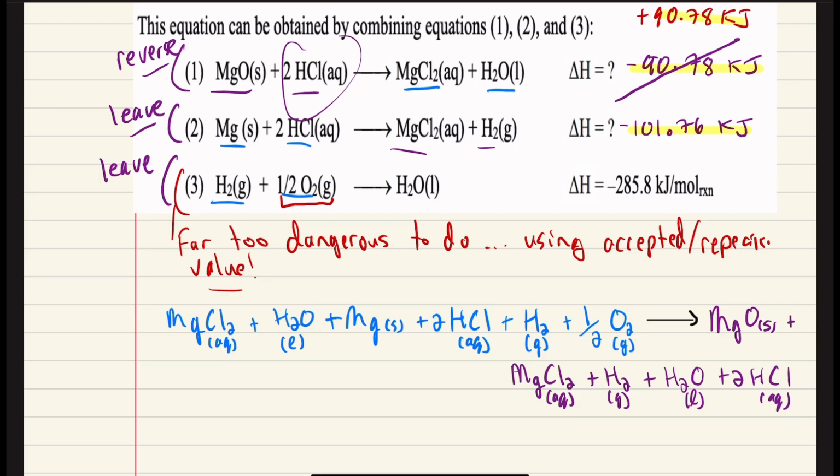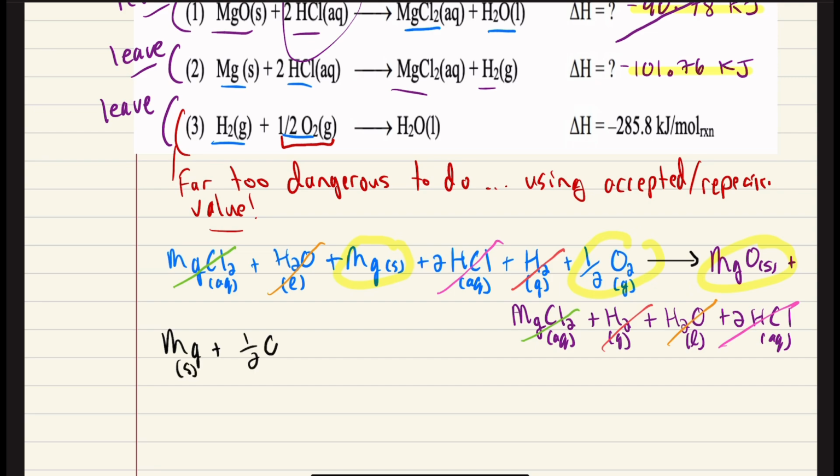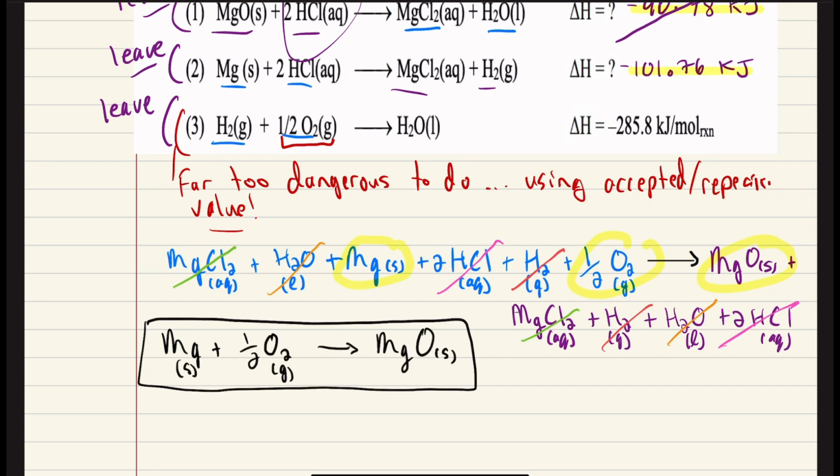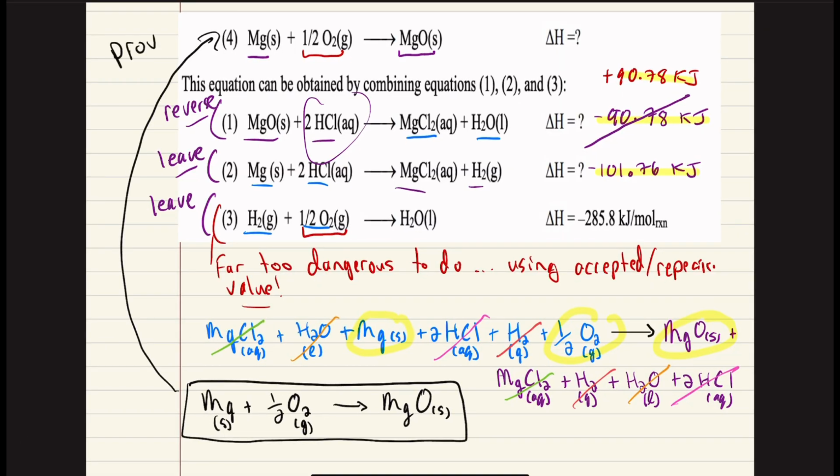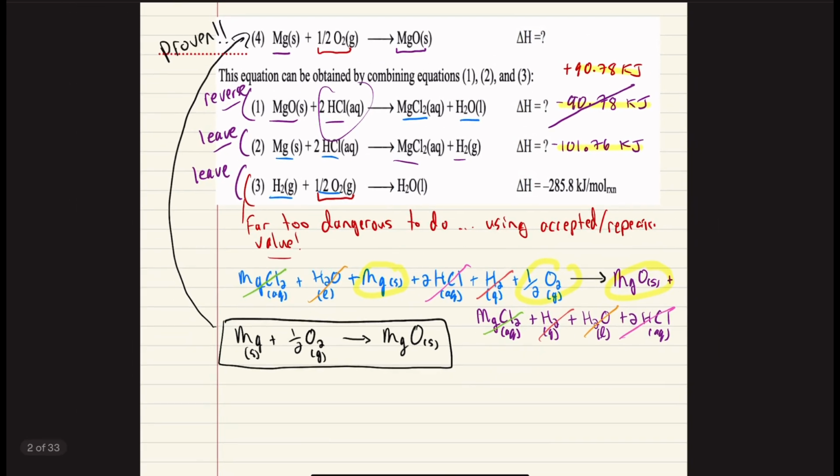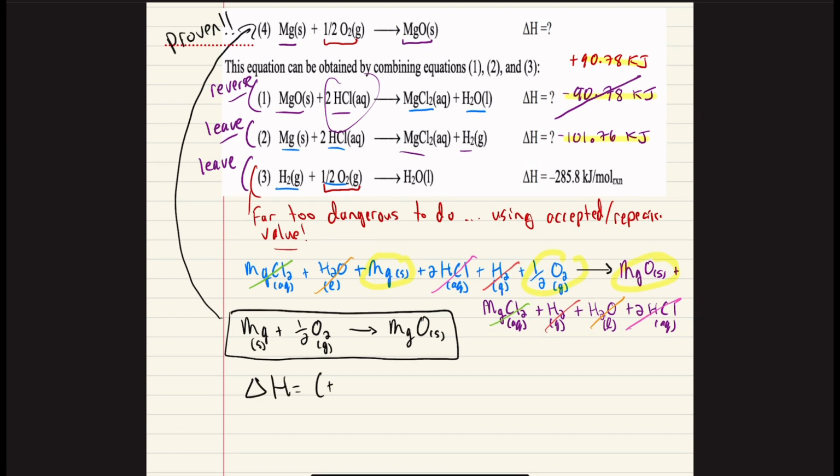So I can see here that the MgCl2s cancel on both sides, the liquid waters cancel, and the HCl's cancel, as well as the hydrogen gases. That leaves us with magnesium plus half oxygen, which gives us magnesium oxide, and that is proving the target equation. So now we can just add up those enthalpy changes for our total enthalpy change of this reaction.